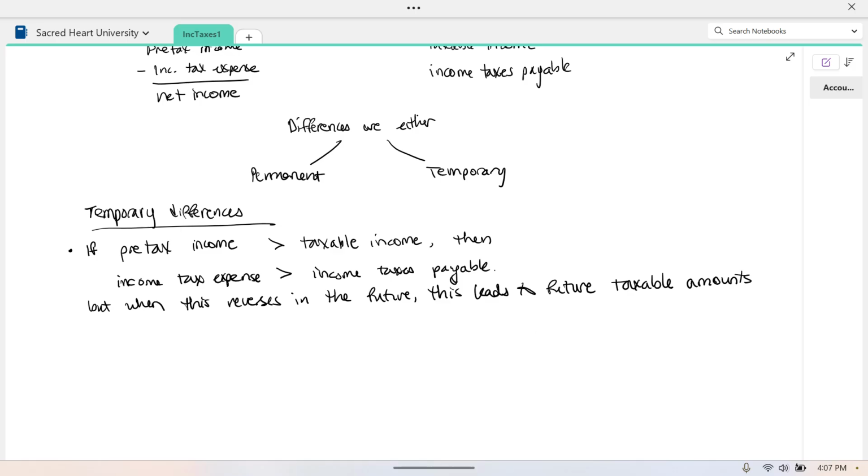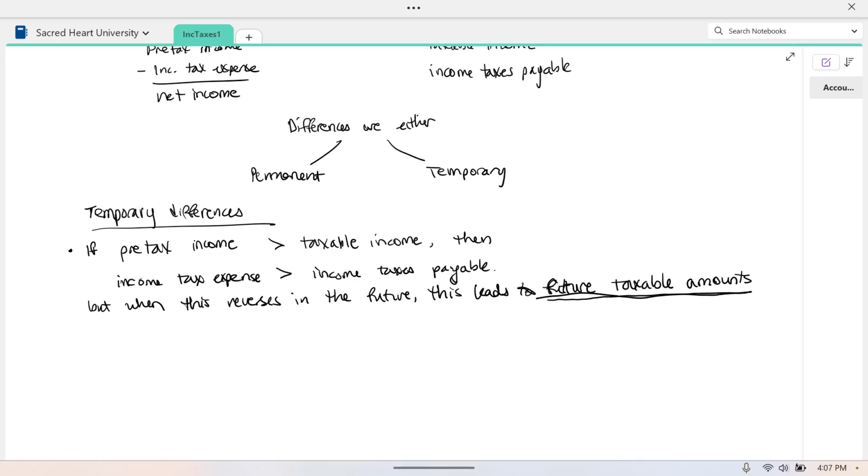Okay, so the expense was lower on our income statement, so we paid less taxes, not paid, but our expense for taxes was lower. But we know that that's going to reverse in the future, so what we need to record is something related to the fact that we know we're going to have to pay more taxes in the future than what we reported on our income statement, and we call that future taxable amount. So this is a term that we need to remember.